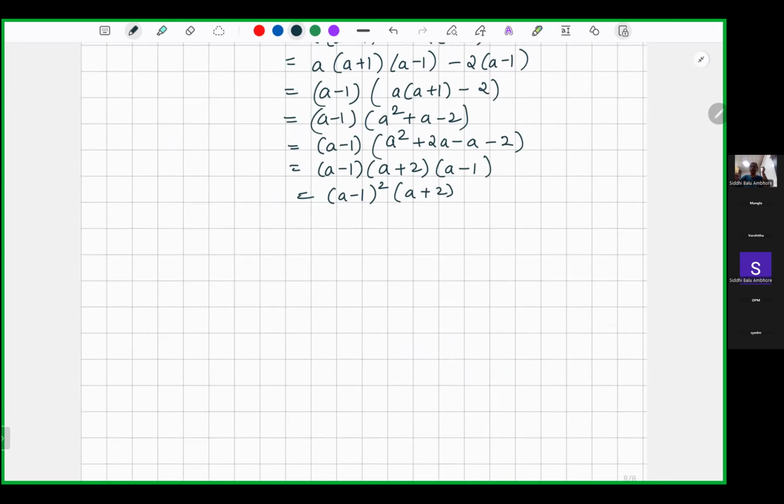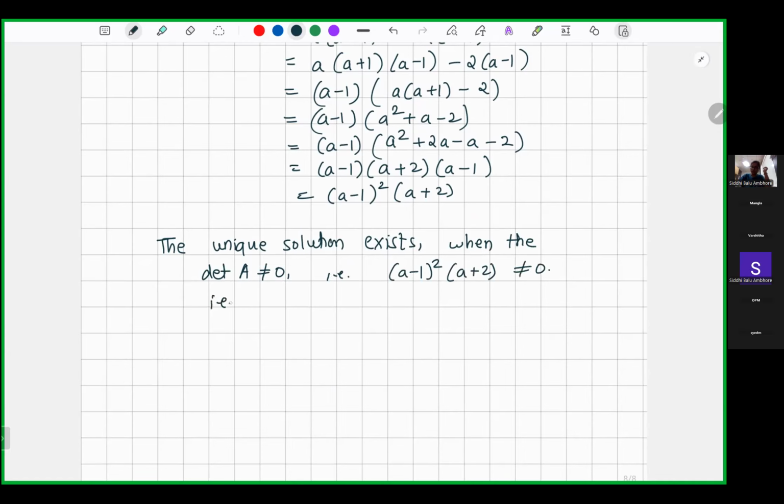And we want the solution to exist. So I want the unique solution exists when the determinant of A is not 0. That is, this A minus 1 square into A plus 2 is non-zero. That is when A is not equal to 1 and A is not equal to minus 2. So these are the two possibilities.